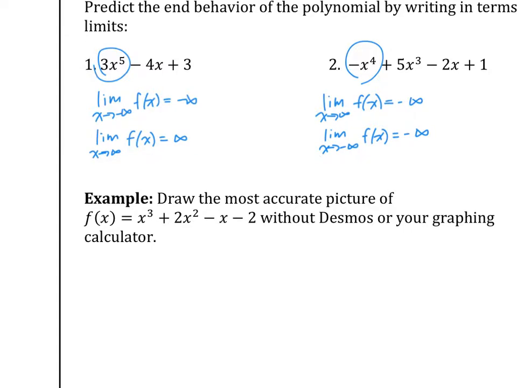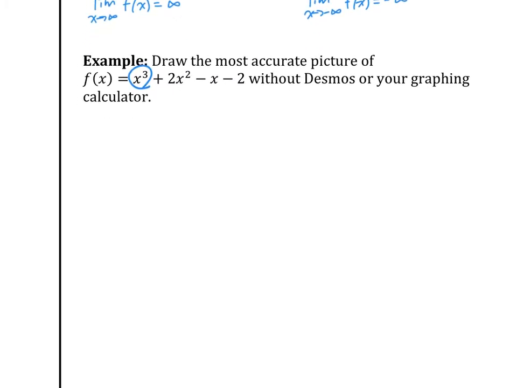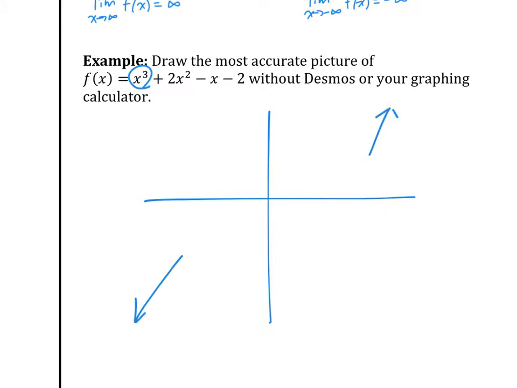Trey's giving me this hand motion. Start from the bottom and go up. Why? It's odd. Very good. So definitely we know that the two ends, no matter what, are going to look like this. We just don't know how it looks in the middle.